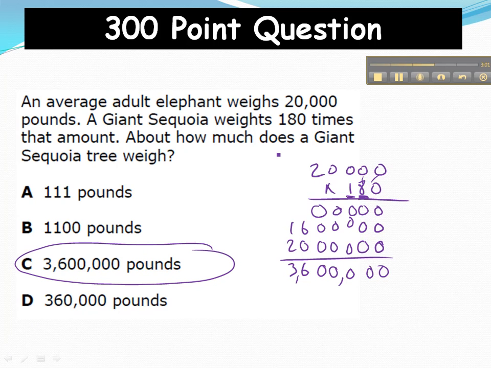Try to do it a little neater than I did and keep everything lined up. And just be real careful. You keep track of all those zeros and you'll get 3,600,000 pounds.